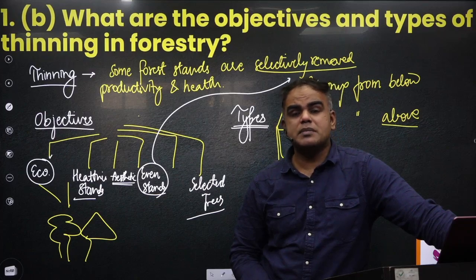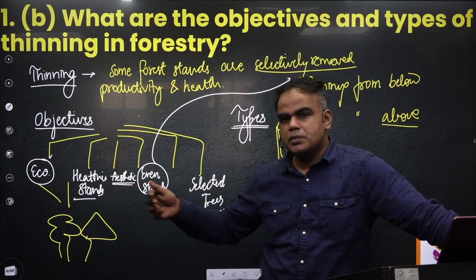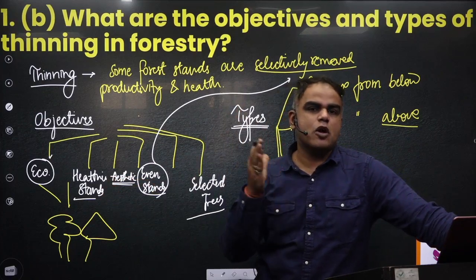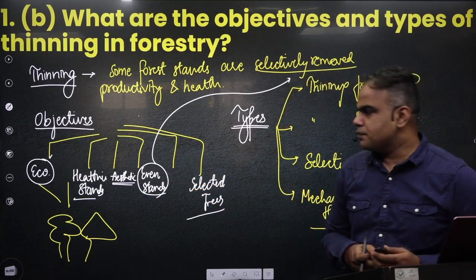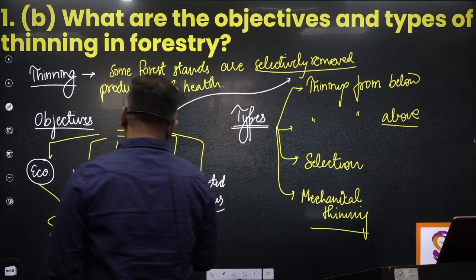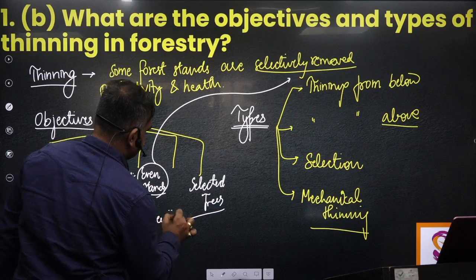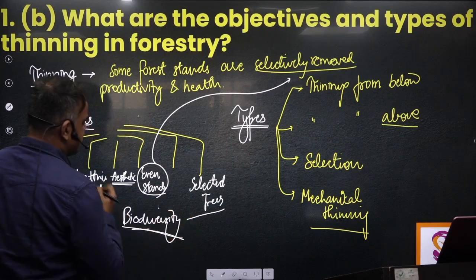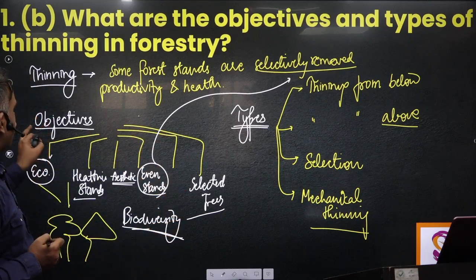Okay, this also helps in, by the way, controlling the outbreak of pests and diseases in future, because if the thinning is done in a periodic manner, this would always help. We can write that. Okay, then it can help in biodiversity. It can promote biodiversity, overall increase the biodiversity. So around 6-7 points we've written. This is how you can present the objectives.